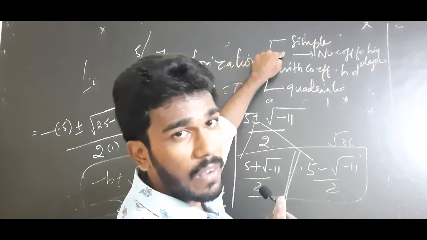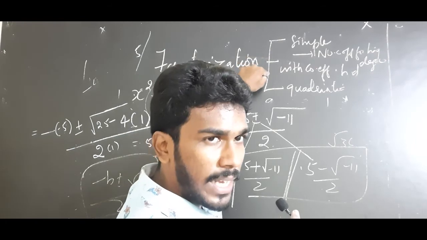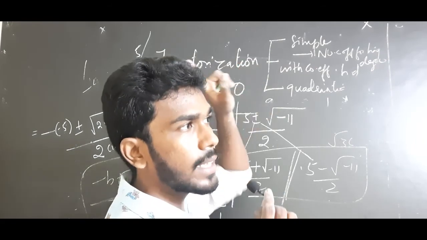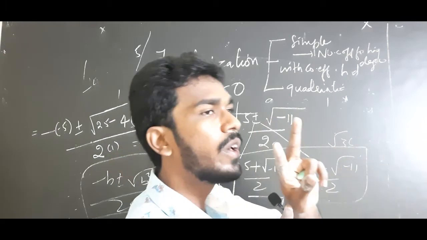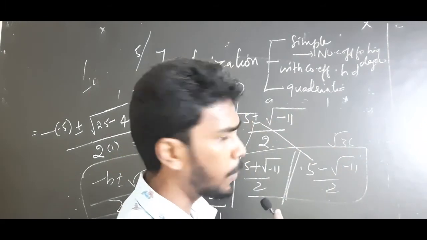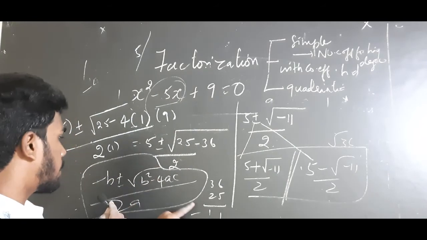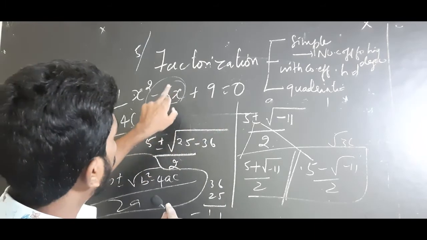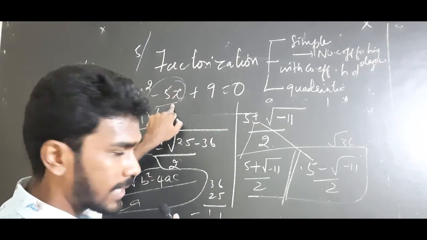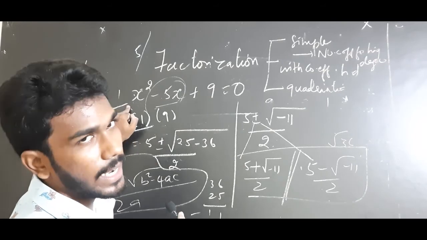Simple equation with no coefficient for the highest degree x square; with a coefficient for the highest degree x square, by multiplying the highest degree coefficient and the constant, if you get roots that satisfy the middle value, fine, you can go for normal factorization. If it is not possible, you have to go for the quadratic formula, minus b plus or minus root of b square minus 4ac by 2a, where the constant value is given as c, the coefficient of x is given as b, and the coefficient of the highest square is taken as a.